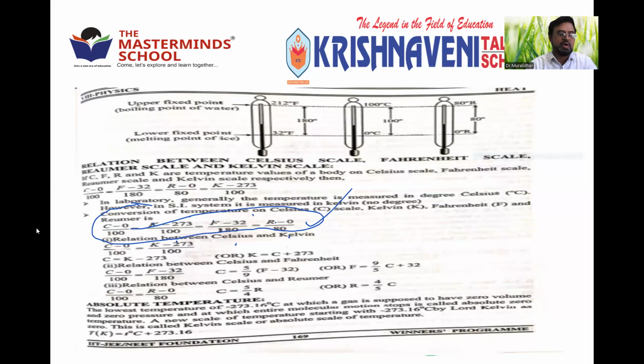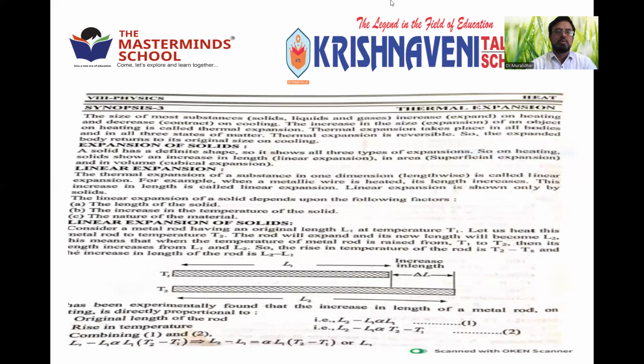Then we have seen the video also. What is the absolute scale? Minus 273 degrees Celsius is called absolute temperature, also called 0 Kelvin, named after the scientist Lord Kelvin. So that is only about heat, temperature and thermometer scales. We already learned these topics even in lower classes.